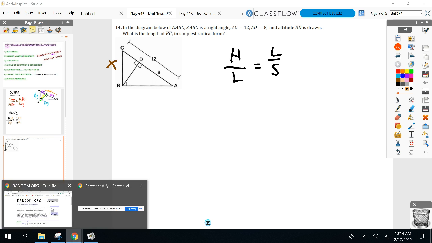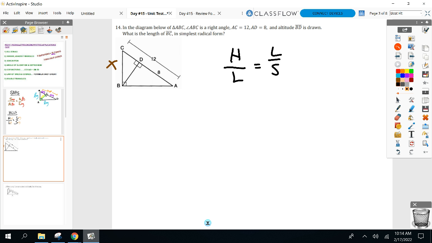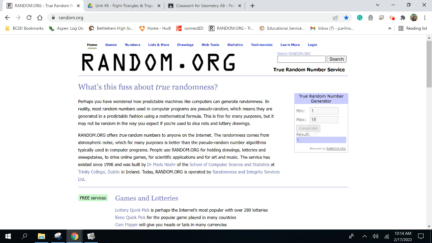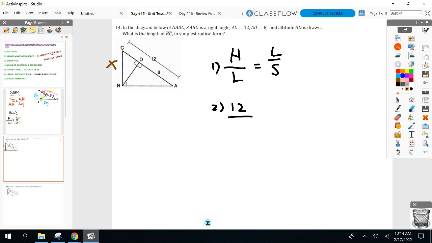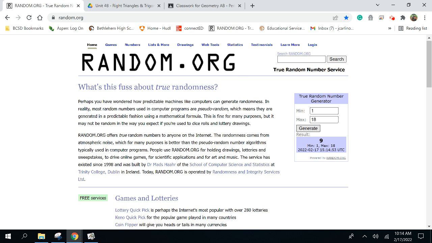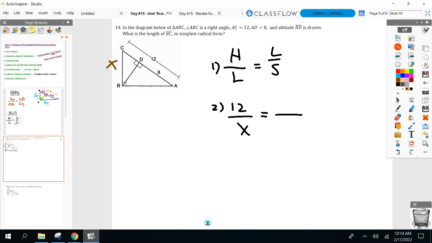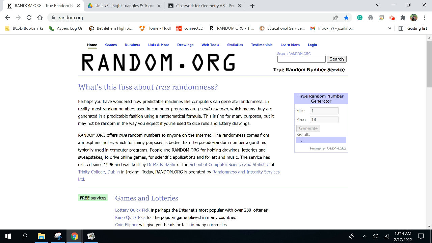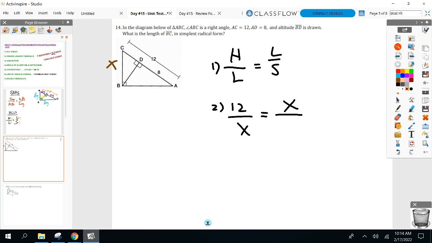What's the H stand for again? The hypotenuse. How long is it, George? 12. What's the L stand for? Leg. Well, what is it? X. Talk to me about the other L. The other L is the same, X. Good. S stands for what? The segment adjacent to the leg.